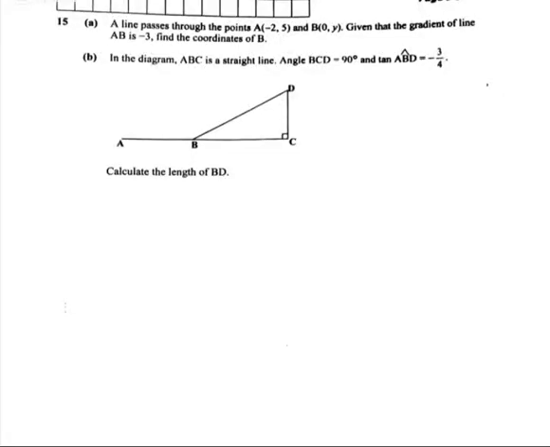Hello everyone. Question 15 from a 2022 grade 12 math paper 1 is a question that has two parts, A and B. A is on coordinate geometry, then B is on trigonometry. So I encourage you to follow through as I work out these two questions.